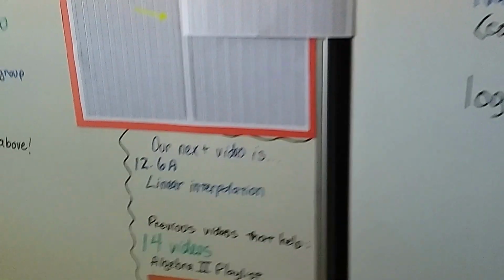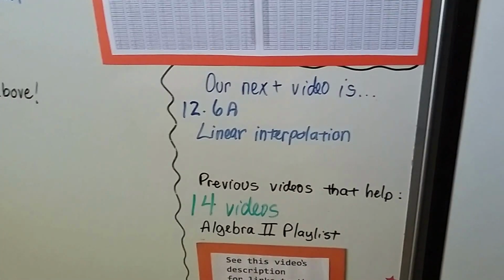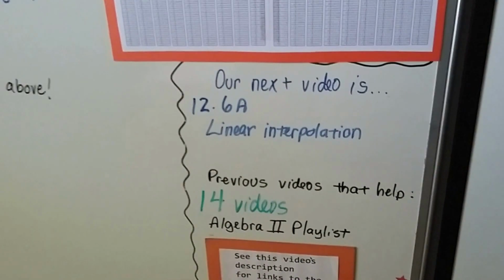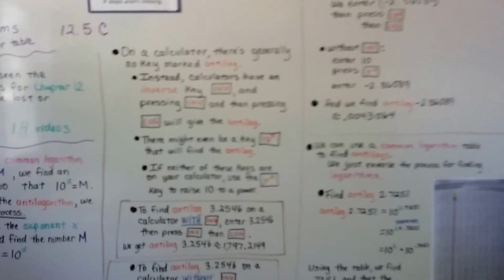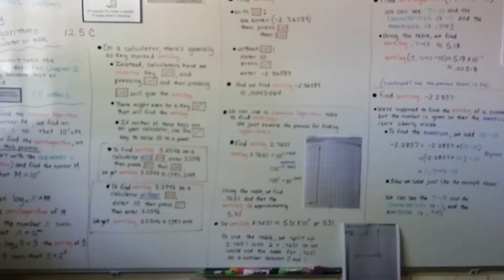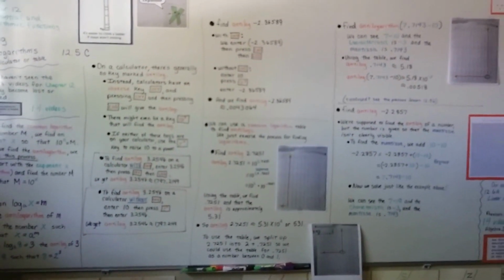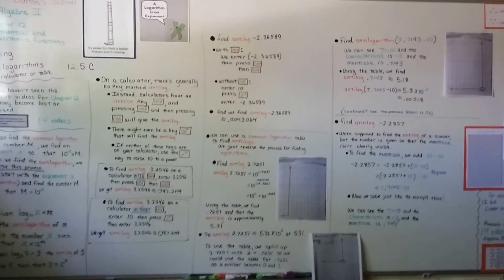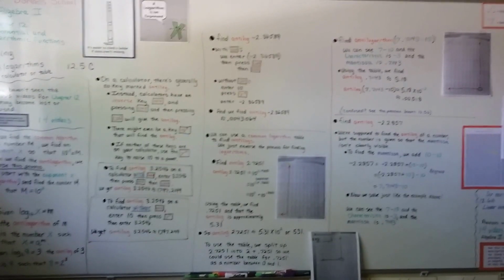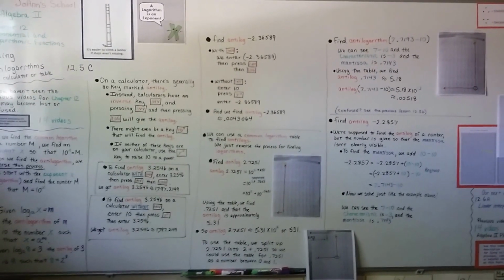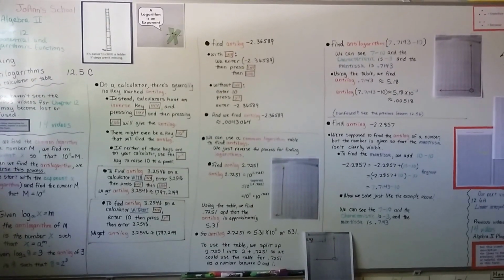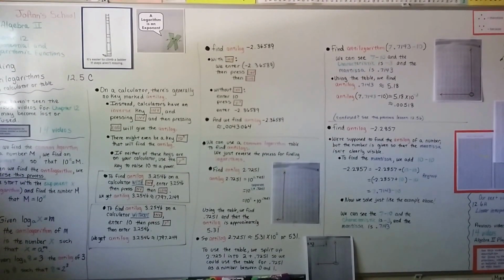Our next video is going to be 12.6a, and we're going to talk about linear interpolation. And there's going to be a link to those 14 previous videos. And if you haven't seen the last few videos and you're really confused, you need to go back to 12.5a at least. And there's links in the description so that you could just go to them, because that'll clear up any confusion you might have. If you're still confused, then you didn't go back far enough, okay?